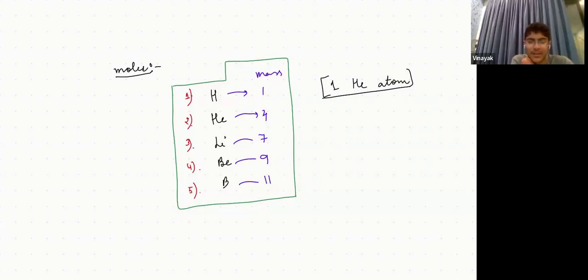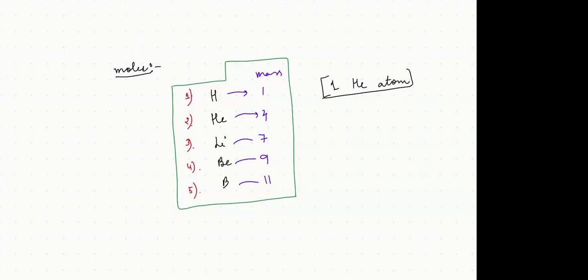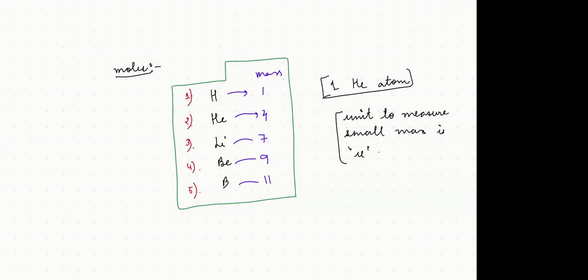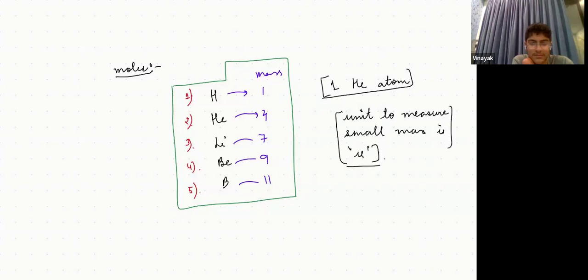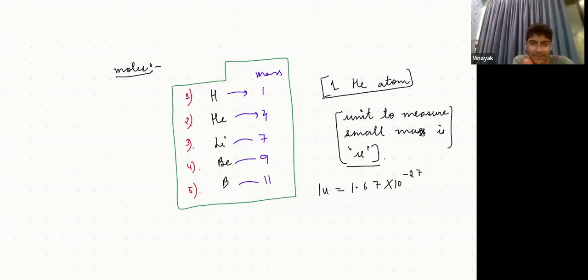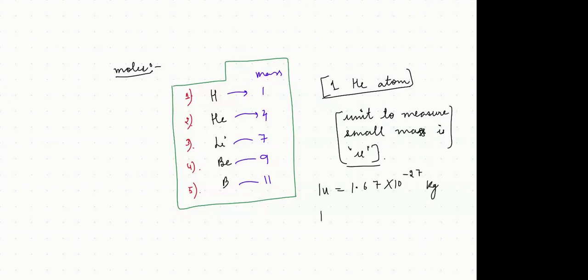So for one atom, the unit to measure small mass is U. Are you understanding? So the unit to measure small mass is U, and the value of 1 U is 1.67 into 10 raised to the power minus 24 grams, or 1.67 into 10 raised to minus 27 kg.